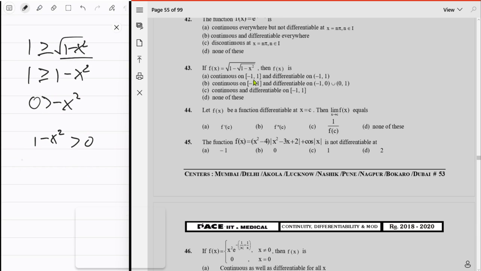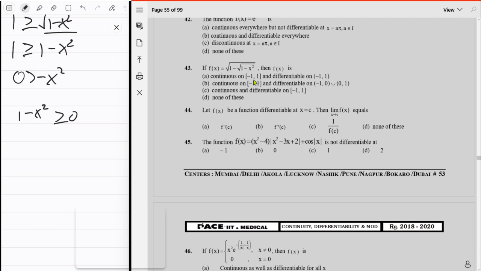So x squared is less than 1. Actually, it should be bigger than or equal to, right? So x squared less than 1, which means that x belongs to -1 to 1. So this is the domain, right? Yes, it is continuous on that domain. I get that, because its square root is the positive square.